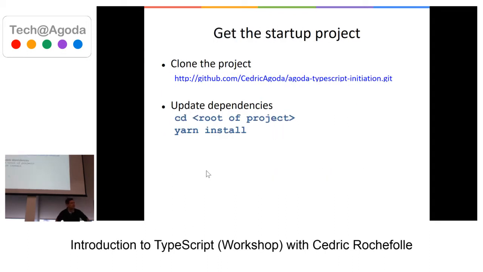Okay, so this is the Agoda repository that you can clone on your machine and then run those commands. I'll let you clone it and just do the yarn install. Otherwise, it's just npm install if you want to stick with npm. Does anyone have a problem downloading or cloning the repository?